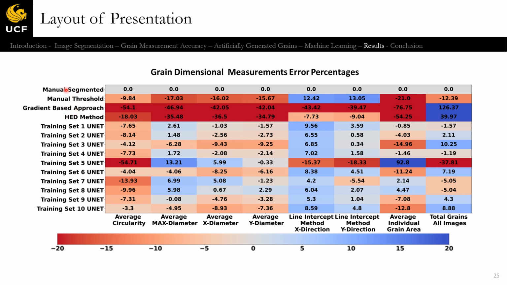Up here we have manual segmentation getting a perfect score because it is our ground truth. Manual threshold, gradient-based approach, and HED method are the traditional approaches shown in the beginning. And gradient-based probably does the worst, under-predicting across the board. HED method did pretty well as far as the grain measurements go, but the machine learning-based approaches did outperform it, especially for 1 through 4.